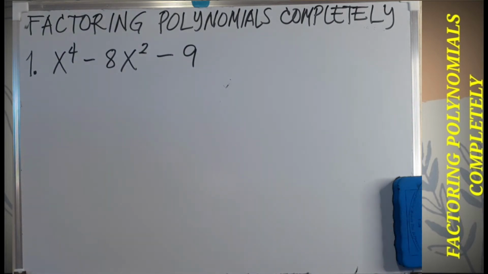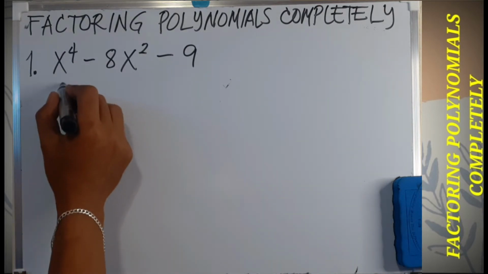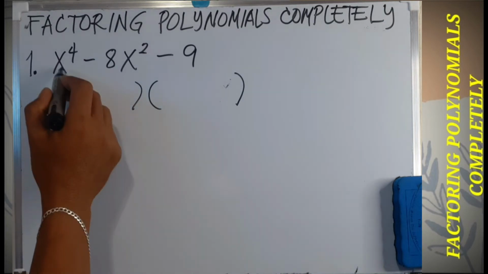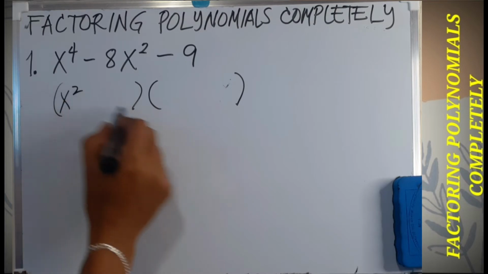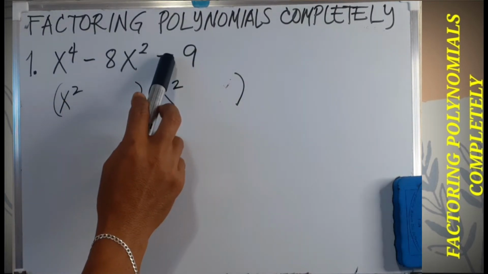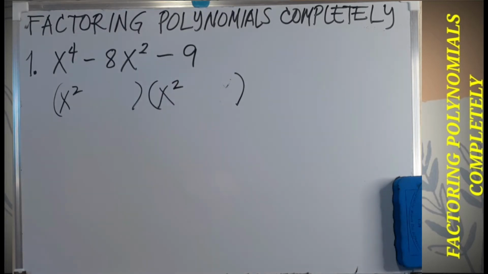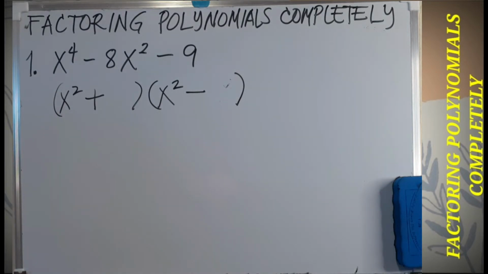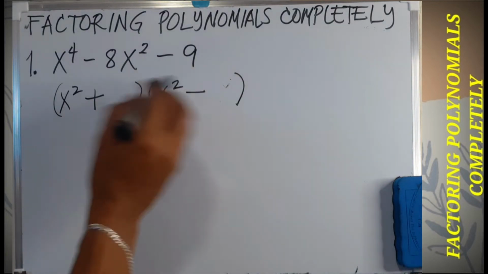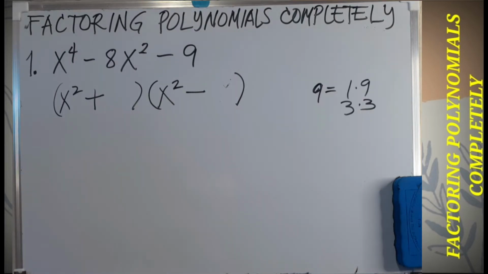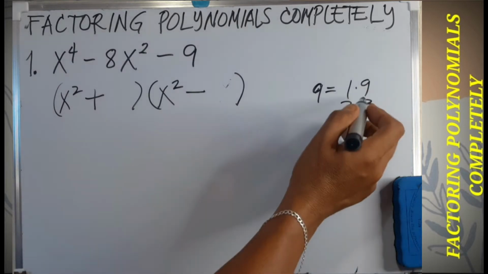By general factoring, we will do this by trial and error. The factors of x to the fourth are x squared and x squared. Our last term is negative, so according to the rule, the signs of the second term will be positive and negative. Since 3 and 3 is not possible, the other factors of 9, aside from 3 and 3 that we used in our past solution, we try with 1 and 9.